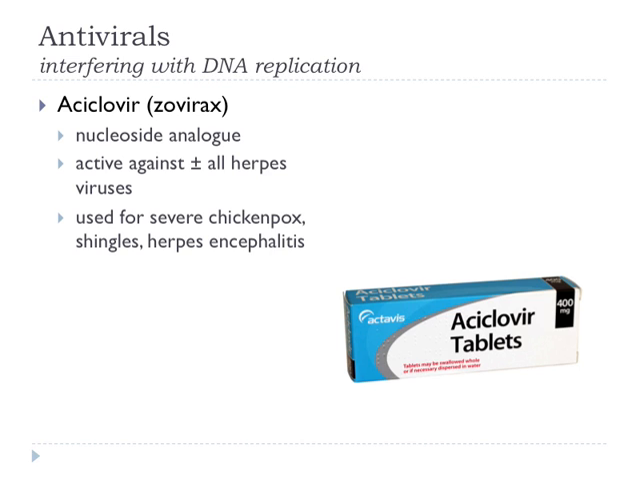You can interfere with viral DNA replication, and acyclovir is probably the most commonly used drug that does this. It's a nucleoside analog, and it's pretty much active against all the herpes viruses. There are variations. There's one called ganciclovir, which I think has better activity against CMV, but it can be used against all. It's commonly used for severe chickenpox, for shingles, for herpes encephalitis, and it is sometimes used even for just cold sores in severe cases. And you can get tablets for that.